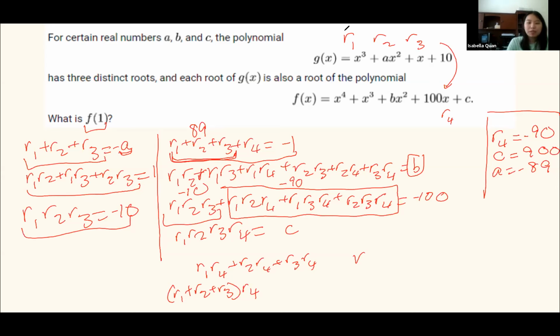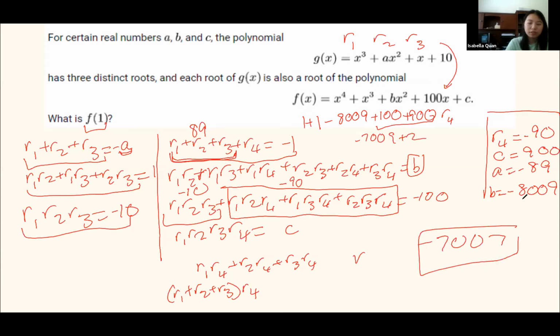For everyone who said B is negative 8009, you're correct. So now let's just plug in one and get this question over with. One plus one minus 8009 plus 100 plus 900. Once you calculate that, this ends up turning into 1000. So it's negative 7009 plus two, negative 7007. Good.